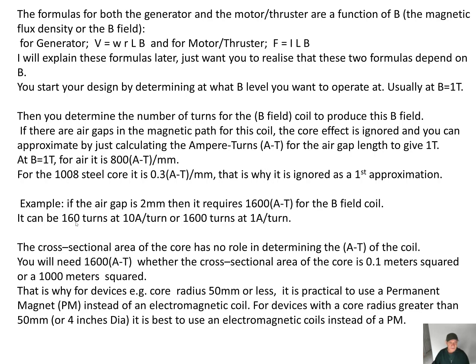It can be 160 turns at 10 amps per turn, or 1600 turns at 1 amp per turn. The cross-section area of the core has no role in determining the ampere turns of the coil. You'll need 1600 ampere turns whether the cross-sectional area of the core is 0.1 meter squared or 1,000 meters squared. That is why for devices with, for example, a core radius of 50 millimeters or less, it's practical to use a permanent magnet instead of an electromagnetic coil. For devices with core radius greater than 50 millimeters or 4 inches diameter, it is best to use electromagnetic coils instead of a permanent magnet.